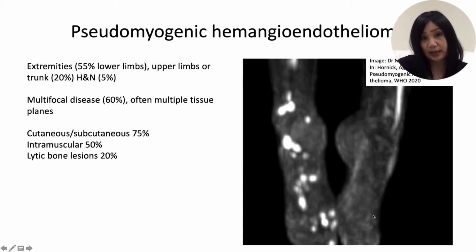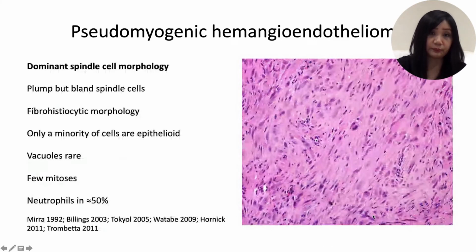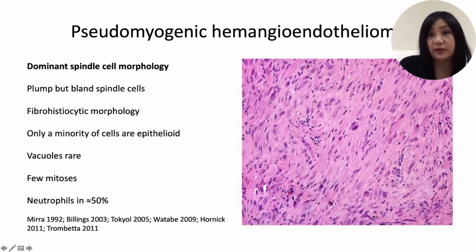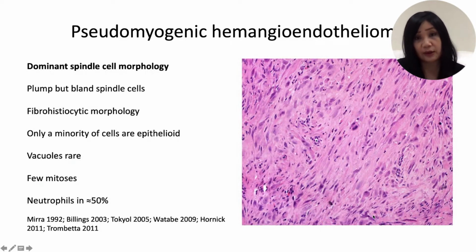And we can see the percentages manifesting at different sites. So 75% of them show manifestation in cutaneous, subcutaneous sites, intramuscularly 50%, and 20% actually show lytic bone lesions. Just remember that this tumour has a dominant spindle cell morphology rather than an actual epithelioid morphology. These are composed of plump but generally relatively bland, although plump, spindle cells and sometimes ovoid cells with this somewhat fibrohistiocytic morphology. Only a minority of cells are actually epithelioid.